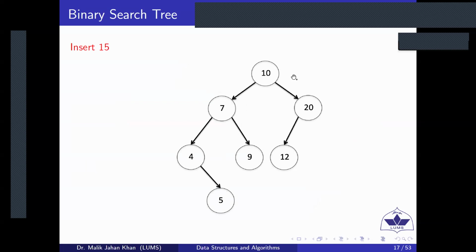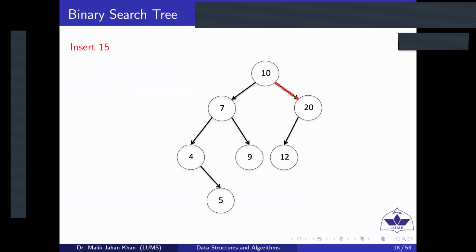Okay, now given this binary search tree, our task is to insert 15. So let's go over how the insertion operation will happen. If we try to insert 15, the first thing is that we go to the root, 10, and we check where 15 should go. As it is greater than 10, we'll go on right.